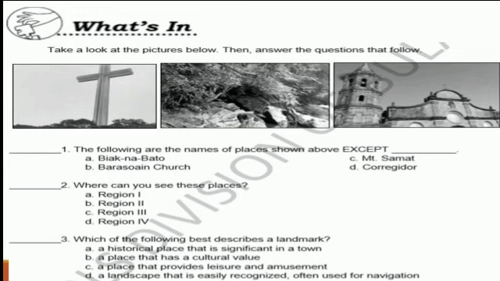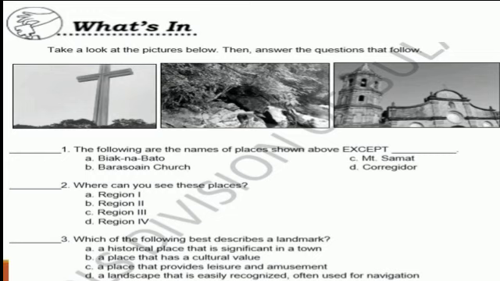Next, we have what's in. Before identifying the genre of various viewed text, you have to learn first how to give meaning on a viewing material through the use of pictures. When viewing pictures, look closely at the details and give ideas that can be associated with them. Then, try to make meanings and figure out the message that the picture wants to convey.